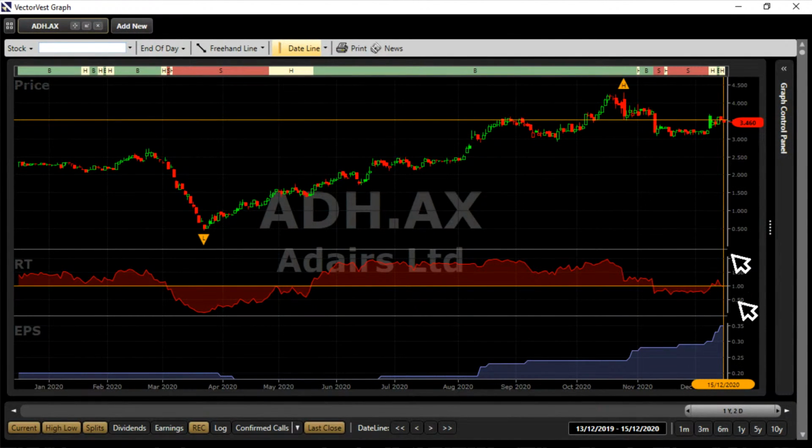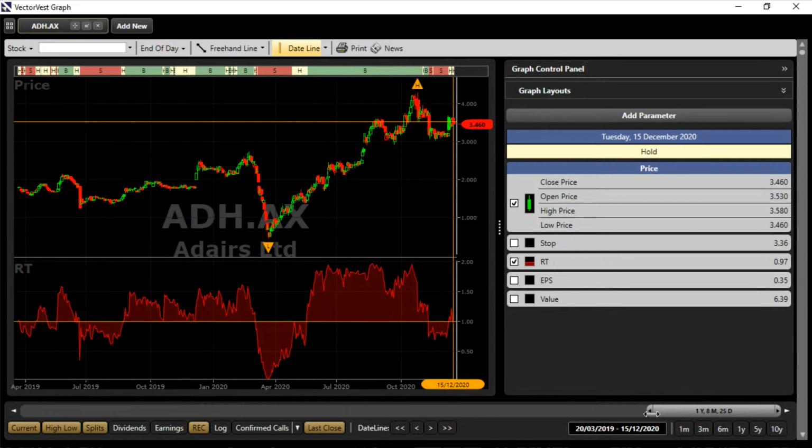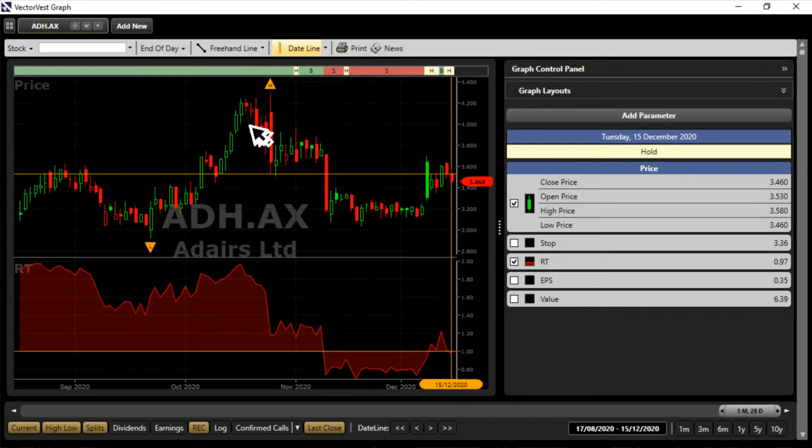All right, once you get to grips with VectorVest, this is easy to do, so don't be put off by this for now. It's really easy once you get a chance to play with them. Notice what's happening here. If I'm looking at the current trend of these stocks, it's coming down, right? Technical's gone below 1, price is coming off.